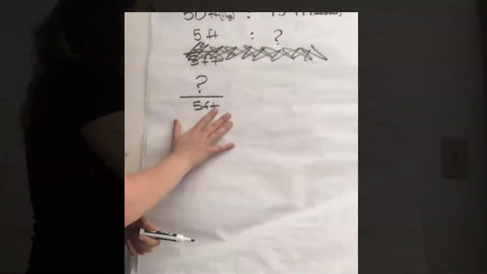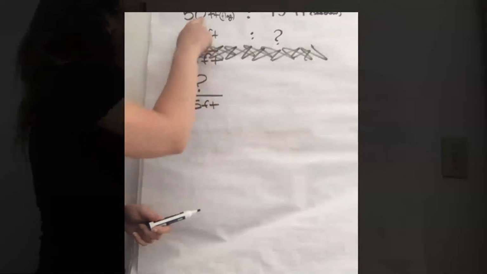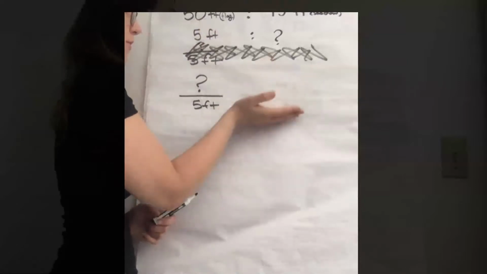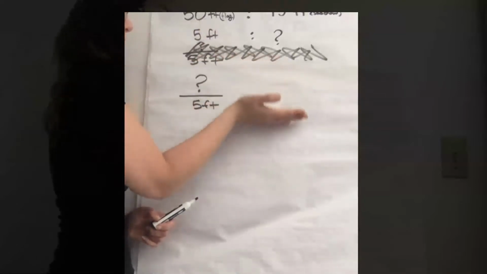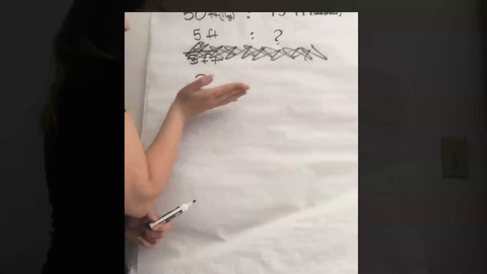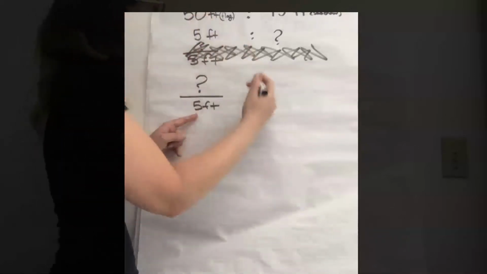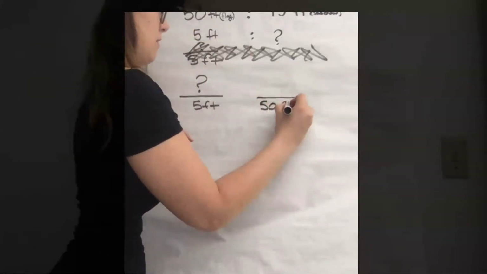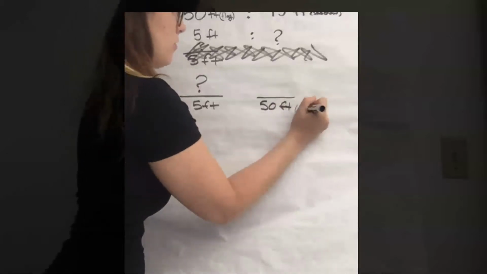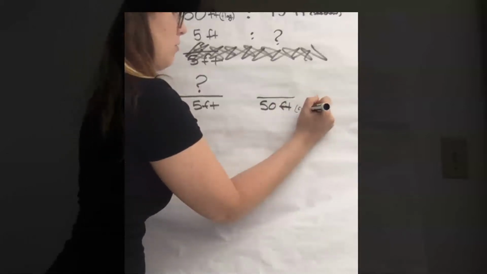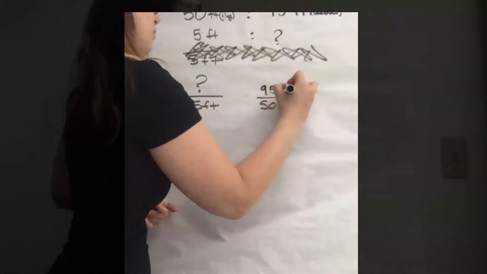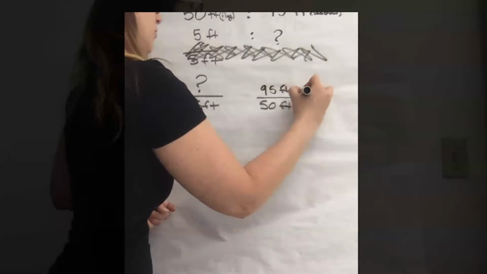So when I set up my fractions, I have to make sure that the flagpole and the 5-foot man are on the same part of the fraction. It doesn't matter if they're both on top and you put your unknown variable on the bottom, it just needs to be in the same spot. So if my 5-foot man is here, then my flagpole needs to be on the bottom as well. 50 feet, flagpole. And then on the top, it's going to be 95 feet, shadow.